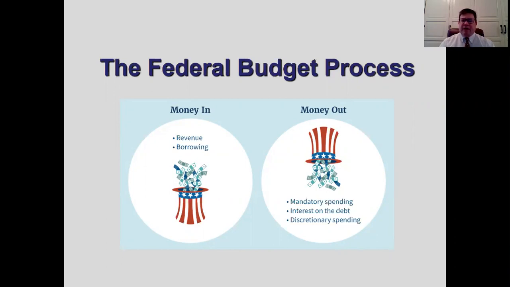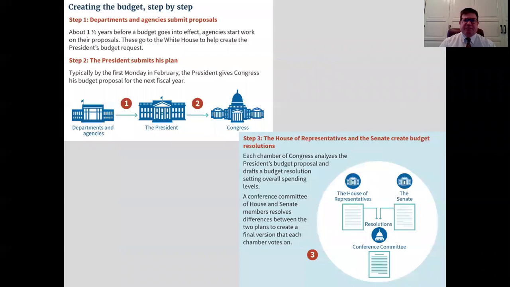And then finally, the one thing that Congress and the president actually have the ability to deal with is what we call discretionary spending. And this accounts for about a third of the federal budget, about half going to defense and the other half going to programs like education, agriculture, transportation, things like that. So that's the quick overview of the federal budget process.